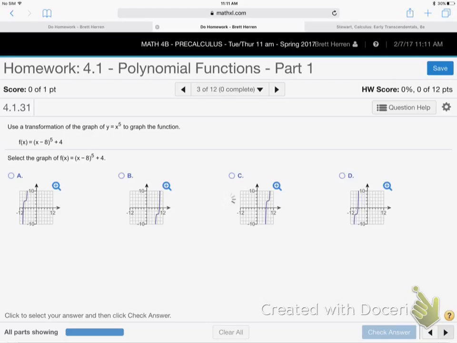All right, so let's try that one. y equals x minus 8 to the 5th plus 4. All right, let me let you guys do that rather than me just jumping in and doing everything. So give that a try. Find the center and one other point.